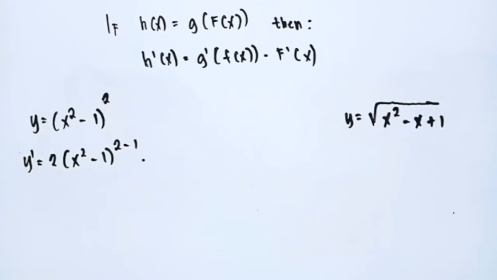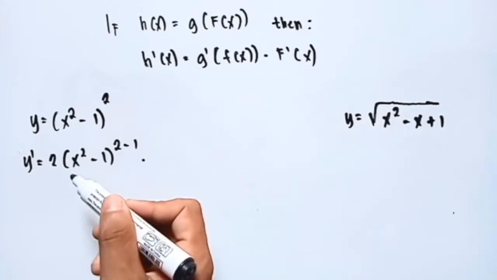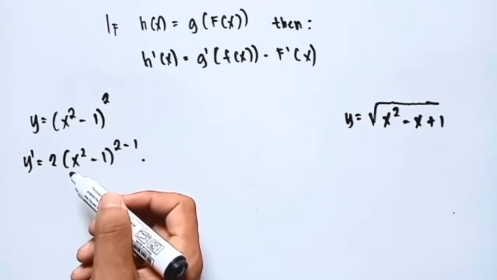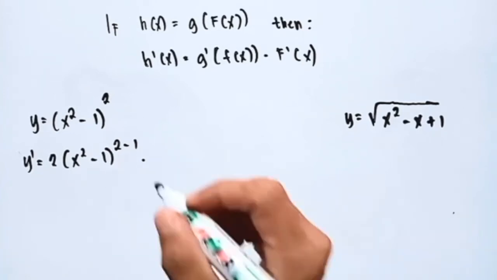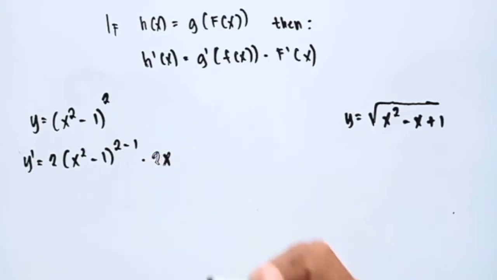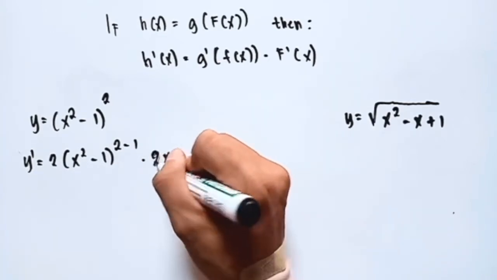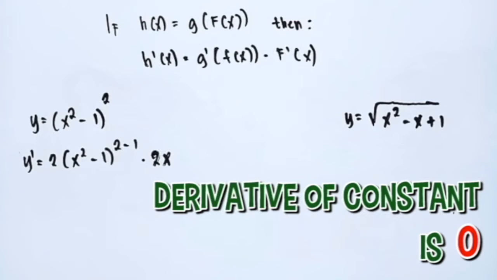This can be done using the derivative of a sum. First, get the derivative of x squared with respect to x. So what is the derivative of x squared? Yes, using the power formula, this is equal to 2x. And minus the derivative of 1. So what is the derivative of 1? The derivative of a constant is 0.